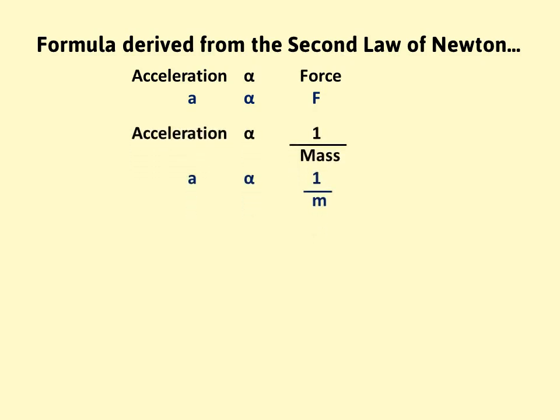It says that acceleration of this object will be directly proportional to the force. Direct proportion we take here as: if the force is increased, acceleration will be increased; if the force is decreased, acceleration will be decreased. And the second part, acceleration is inversely proportional to mass. That means if the mass is increased, acceleration will be decreased; if the mass is decreased, acceleration will be increased.